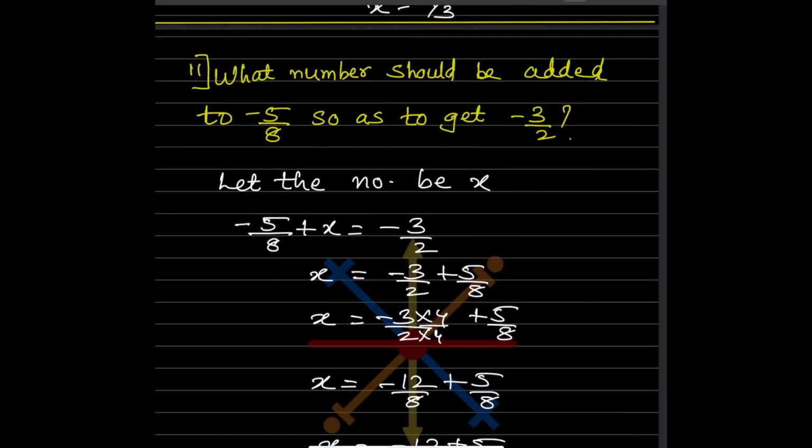Now here they gave: what number should be added to minus 5 by 8 so as to get minus 3 by 2?